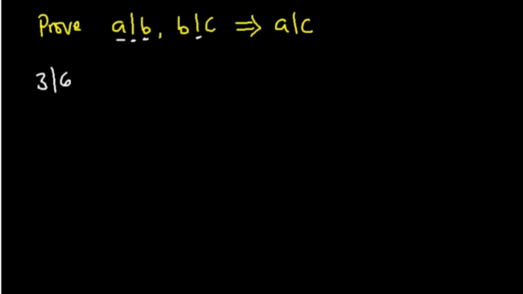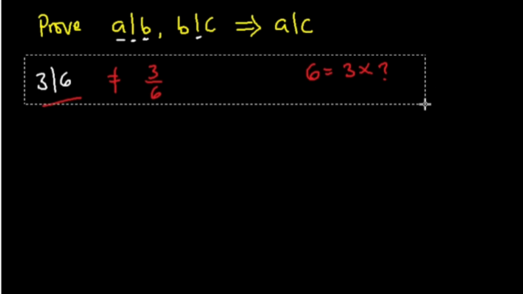This is not the same thing as 3 over 6. This is not equal. What this is denoting is that 3 can divide 6. So let's have that in mind. Now, if 3 can divide 6, that means 6 is equal to 3 times something, a multiple of 3. So having known these two concepts, we are going to apply them in what we're about to prove in this video.